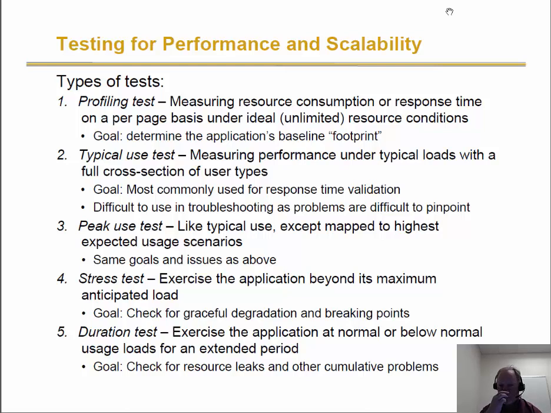We will be looking at measuring resource consumption or response time, or whatever our measure is associated with the principal purpose or our goal, on a per page basis under ideal or unlimited resource conditions. So basically, we're trying to take away any potential bottlenecks or contention. And we're saying, if this thing had the entire system and was over resourced, can I get an ideal, a typical footprint of what happens when I run this particular feature?